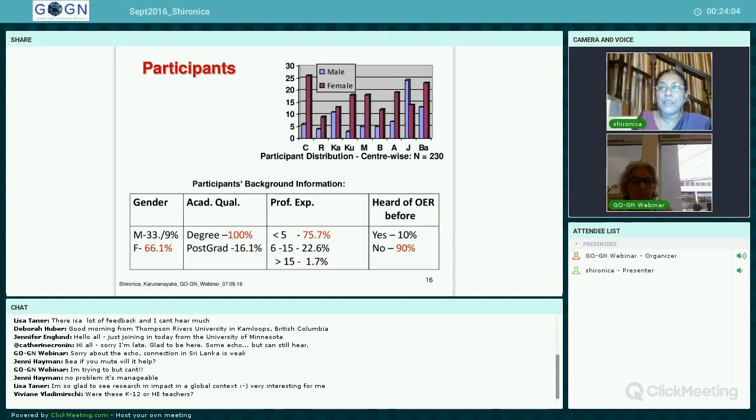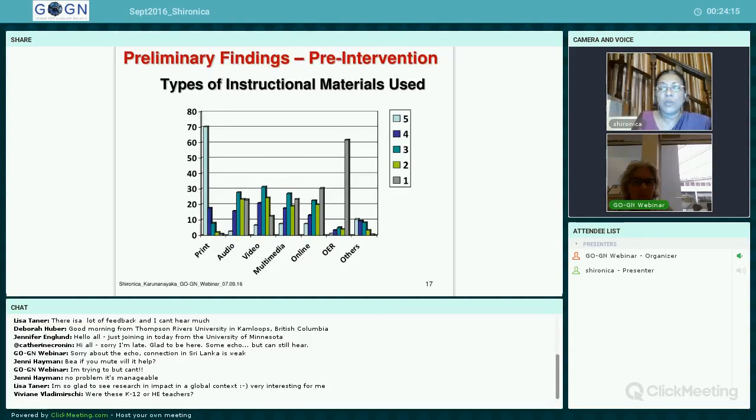And about the OER term, a ninth of them have not even heard the term. The rest had heard the term before. Okay. Then about the instructional materials they have been using before the intervention, that was done based on a 5-point Likert scale. It's not at all. So you can see the print material seems to be the most used, most popular type of instructional material used by teachers at that time, and OER very limited, and even online and multimedia to a lower extent.